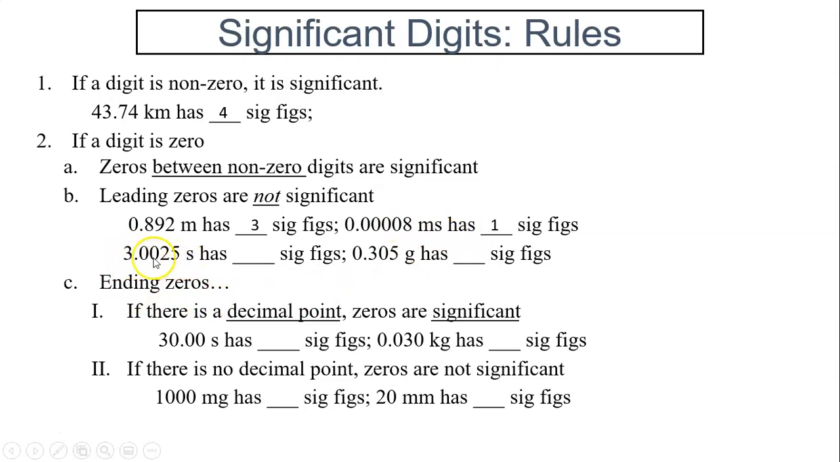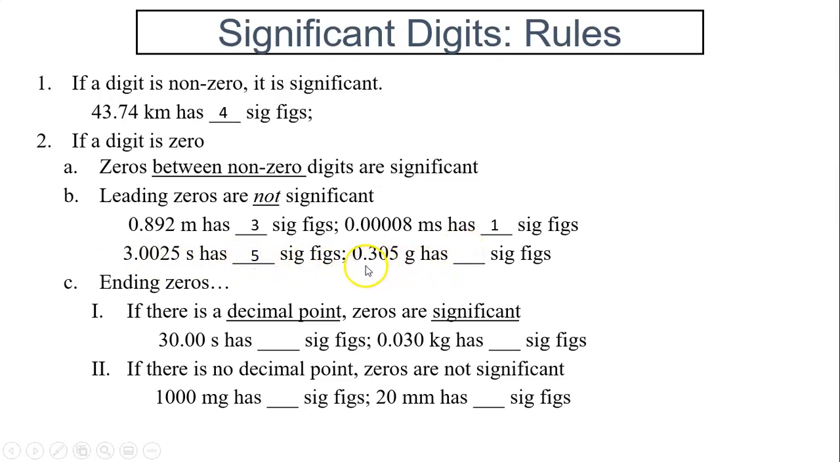Zeros between the numbers are significant. This number also has 0s, but these are not leading zeros because there is a non-zero in front of the 0. So all these zeros between non-zeros are significant. So all the digits are significant. In this case, this one has 5.